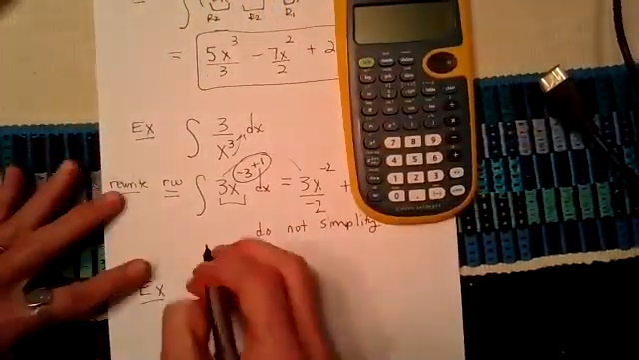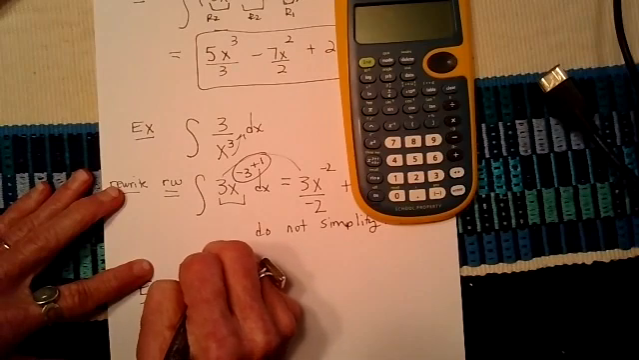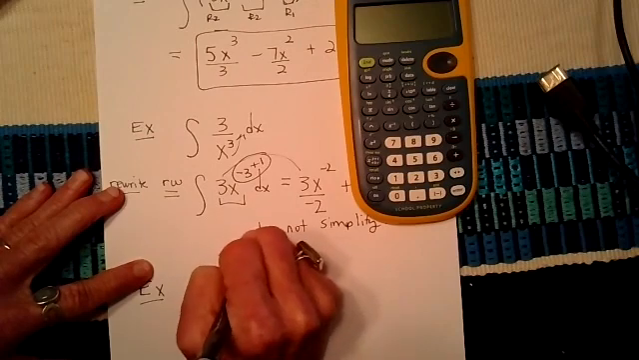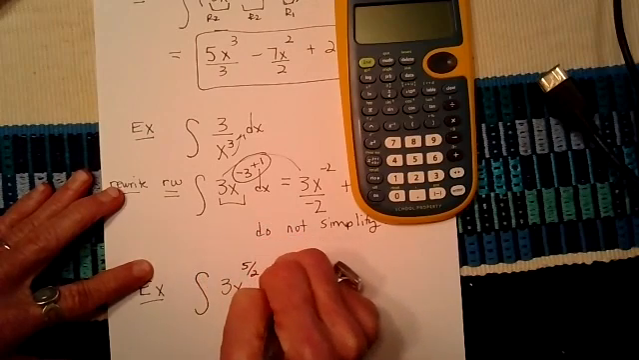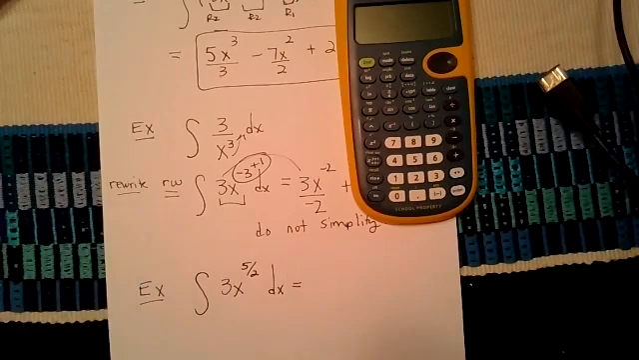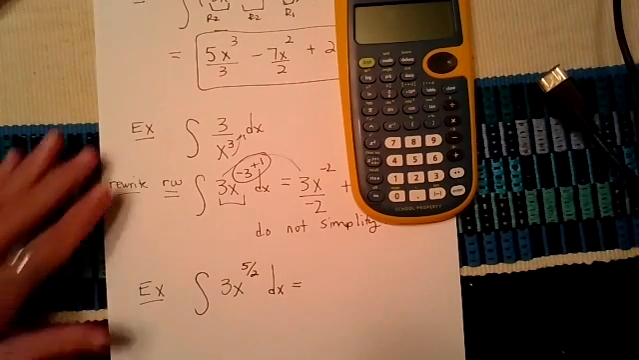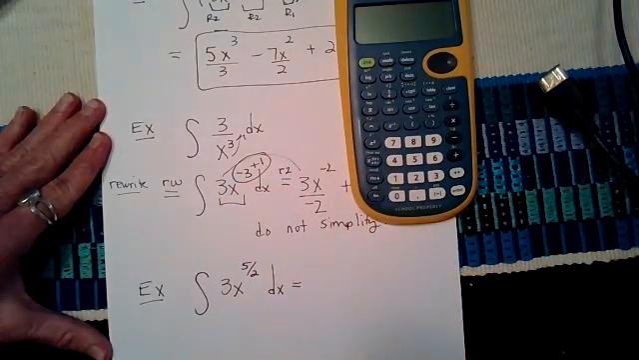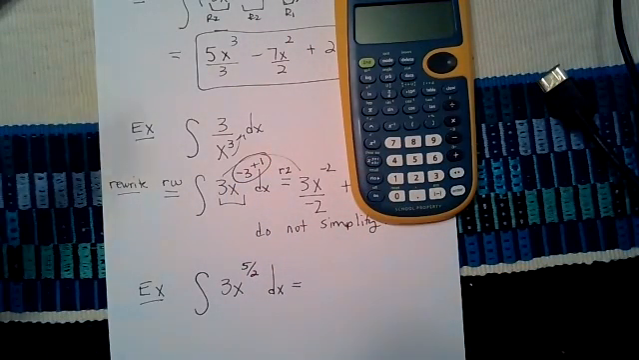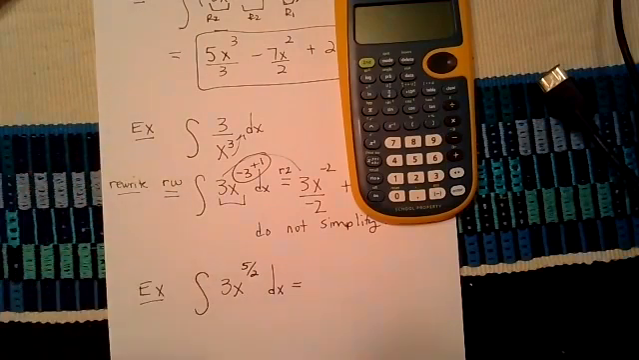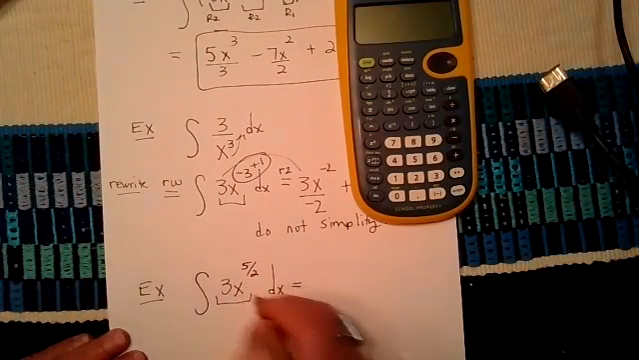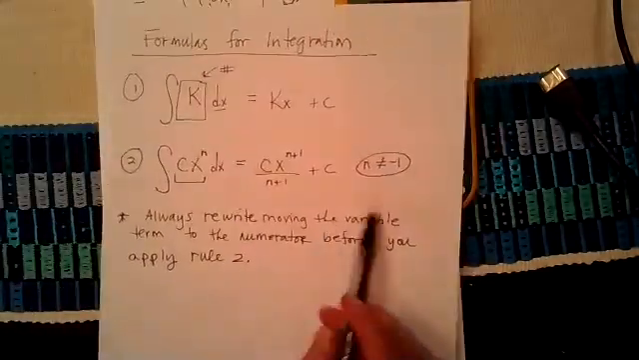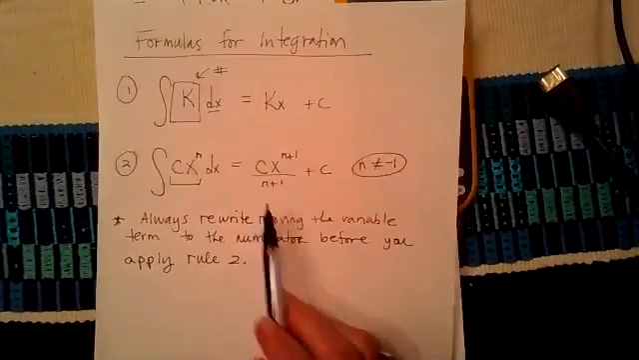So let's do it. What if I have the integral of 3x to the 5/2 dx? Just because my exponent is a fraction, that was rule 2. I need to write that down so you'll know what rules I'm using. Nothing changes. I have x to a power, and the exponent is not -1, so I'm just going to add 1 and divide.